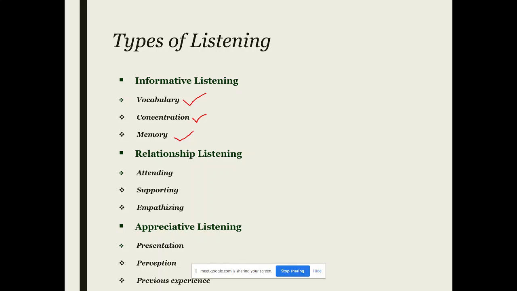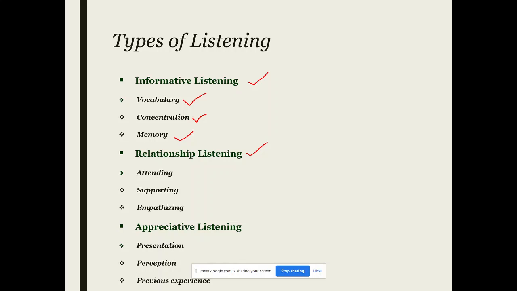So the first type of listening is informative listening, which needs these three skills: vocabulary, concentration, and memory. The second type of listening is relationship listening. The purpose of this kind of listening is to maintain a very good relationship with people. So it is a kind of emotional behavior that we are practicing when we talk about relationship listening.